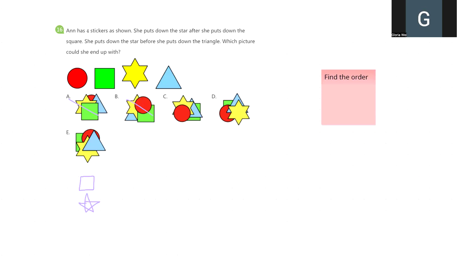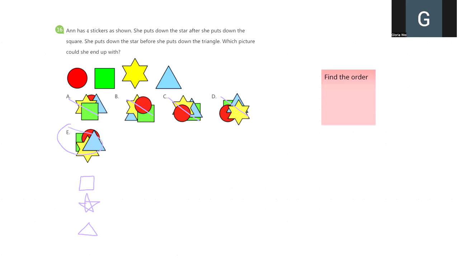And the next one. She put down the star before she put down the triangle. What does that mean? Oh, it means the triangle is on top of our star. So we draw a triangle here. Let's see, this time, which options can we rule out? The triangle must be on top of the star, so C is impossible. Same for D, which means we only have one option left, which is the right answer. We should choose E.